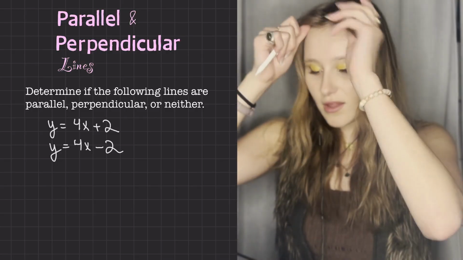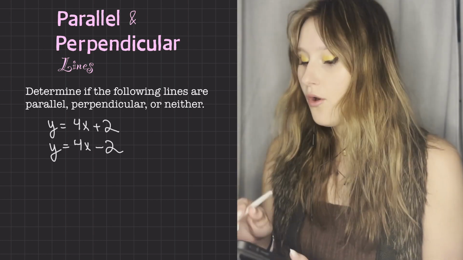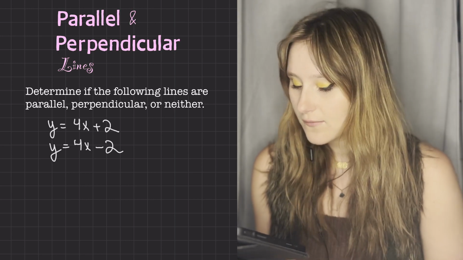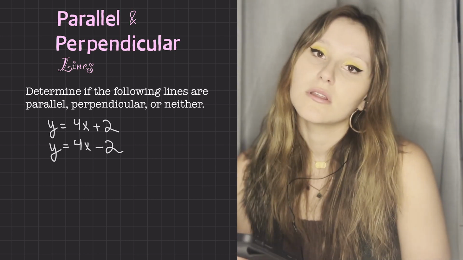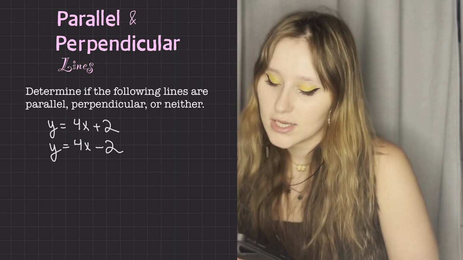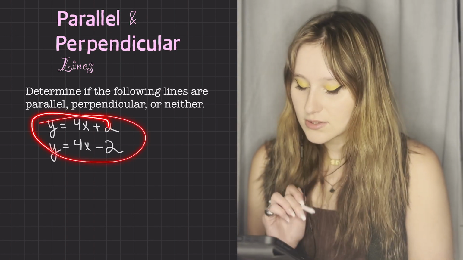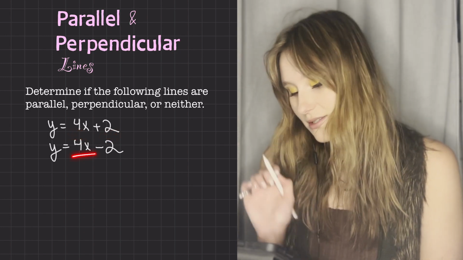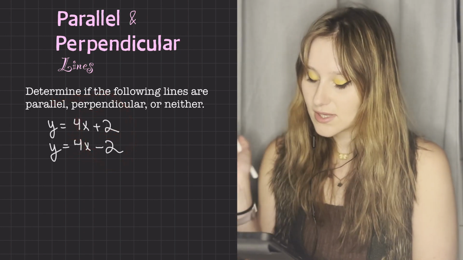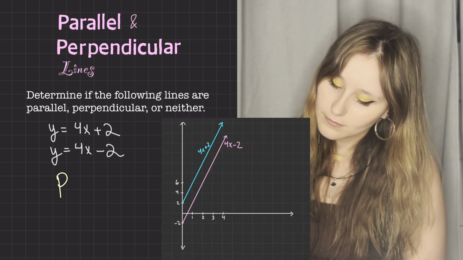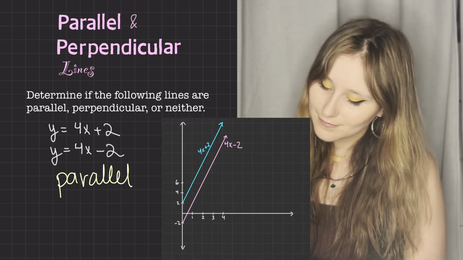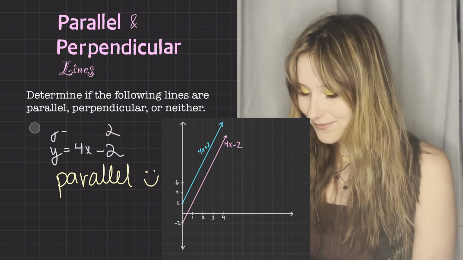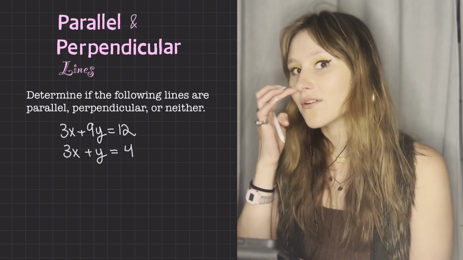Let's determine if the following lines are parallel, perpendicular, or neither, okay? A parallel line is going to give you the same slope. And as we see, this is in slope-intercept form. We have slope, we have an intercept. This has a slope of 4, this has a slope of 4. There are different intercepts. This must be parallel.